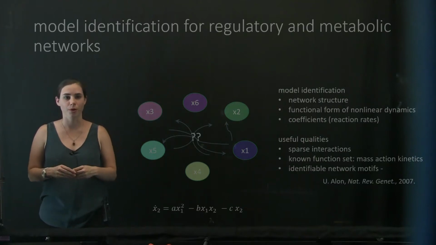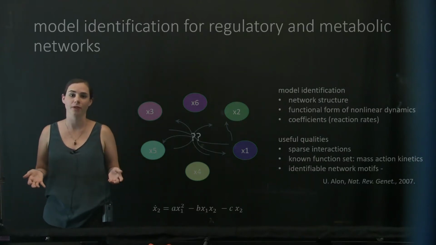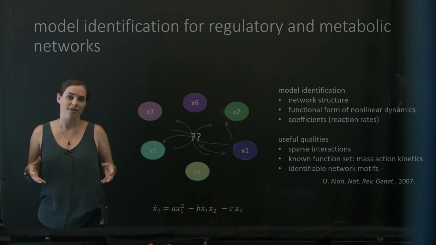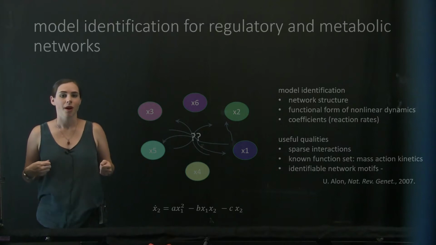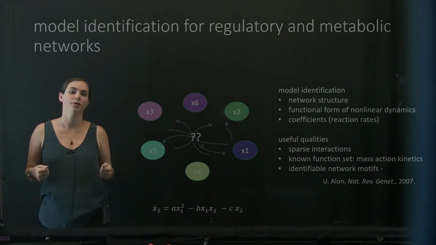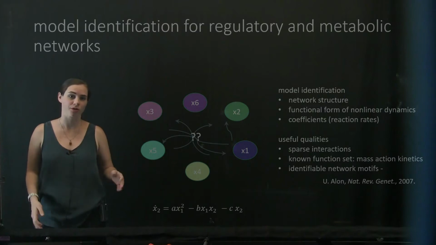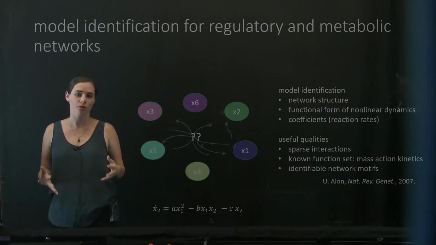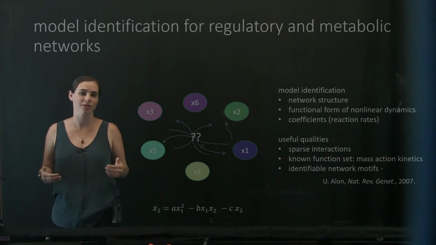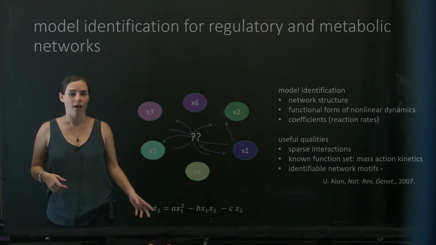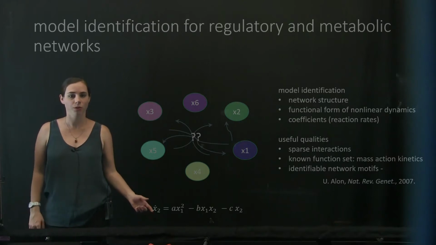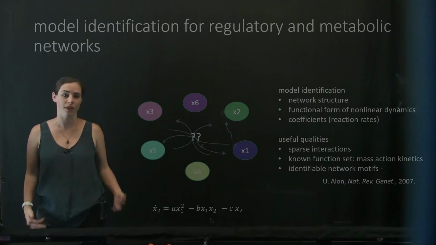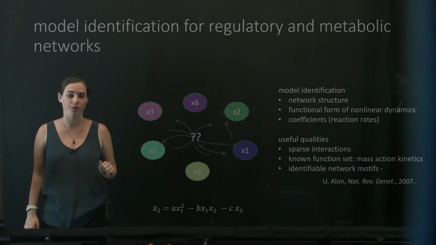In order to both understand and control these networks, however, it would be very useful if we understood the underlying dynamics that are happening on them. Model identification for these purposes means both understanding the network structure, so which components interact with which other components, and also what the functional form of the dynamics of those interactions are. So for example, the dynamics of x2, or the time derivative of x2, as a function of all of the other components in the network that contribute to it.